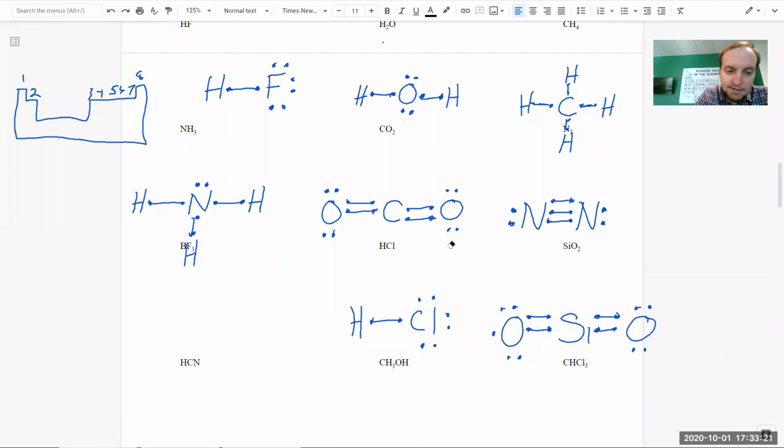HCN. So what we have is hydrogen, carbon, and nitrogen. We don't call that hydrogen monocarbon mononitride. It's just cyanide. So there's one of each. So I'm going to go ahead and put the C in the middle. It's going to be in the correct order. Hydrogen gets 1, carbon gets 4, face 1 towards each element. Okay, nitrogen gets 5, 1, 2, 3, 4, 5.